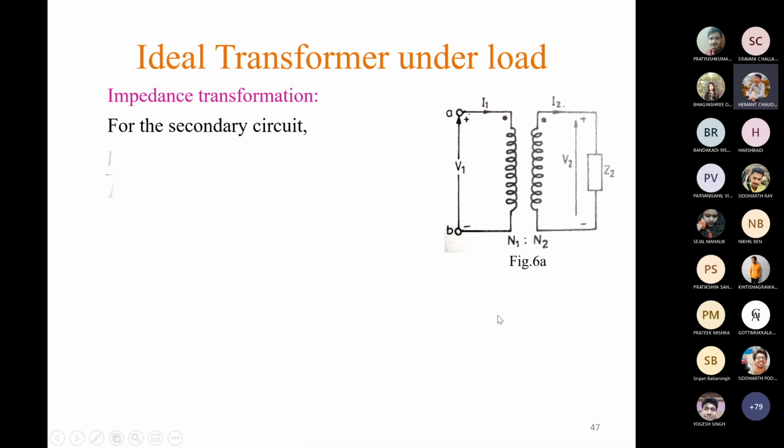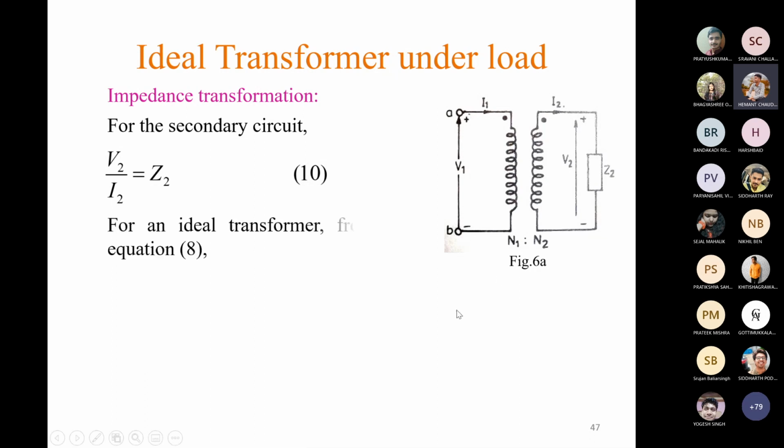Now, for the secondary circuit, we can write V2 by I2 equals Z2, simply Ohm's law. Z2 is the load impedance or any impedance connected across the secondary terminal. So Z2 equals V2 by I2. That means due to the presence of this Z2, this I2 current is flowing.